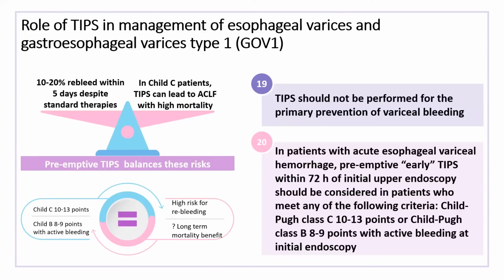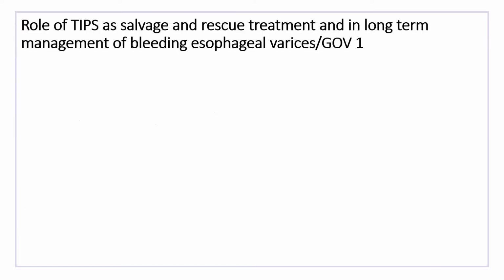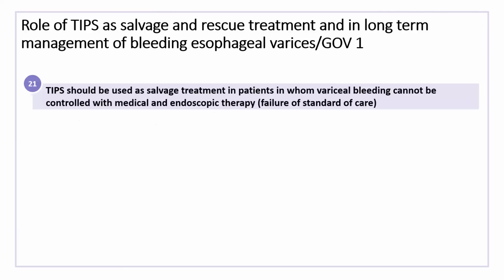Child C, but not the 14 and 15s, who are very, very sick. And Child B with 8 to 9 with active bleeding on initial endoscopy. You're seeing that spurting vessel. When you go in, you're seeing the stomach full of blood. There's also debate about that, but yes, active bleeding. Now, the role of TIPS as salvage and rescue treatment in long-term management of bleeding esophageal varices.